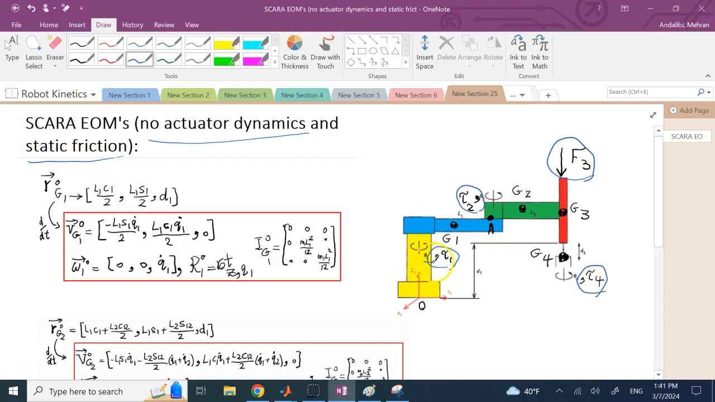It has 4 degrees of freedom, theta 1 and theta 2, and then D3 and theta 4. Here we just call them Q1 to Q4. And the centroids of the members, the first member, the blue one, the second one, the green one, the third member, the up and down motion, and the last one are shown by G1, G2, G3, and G4. And the base frame is shown over here for you.